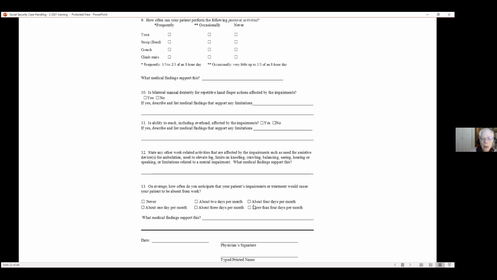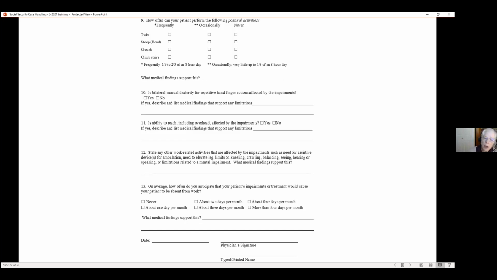Missing work. If the doctor says they're going to miss 2 days per month, or 4 days per month, or 3 days per month, or whatever, the vocational expert will generally say that a person can only miss about 2 days a month. Some vocational experts will say they can only miss 1 day a month. So that makes a difference.